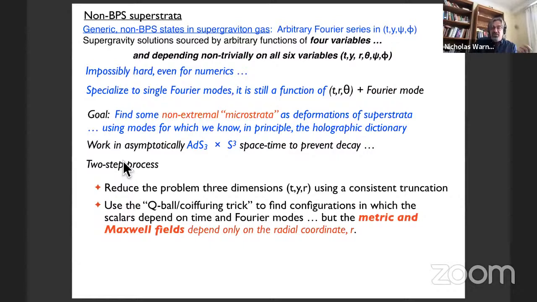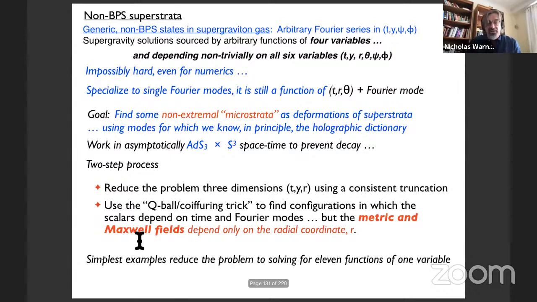The first is that using this work that I did with Daniel and with Robert last year, which is to reduce the problem to 3 dimensions, which you can do by consistent truncation. And then it's to borrow something out of Sidney Coleman's playbook, the cue ball trick, which is also the same trick we use in coiffuring, where it turns out that you can turn on excitations that do depend on time and do depend on non-trivial Fourier modes, but the metric and the Maxwell fields do not depend on time. They only depend on the radial coordinate.